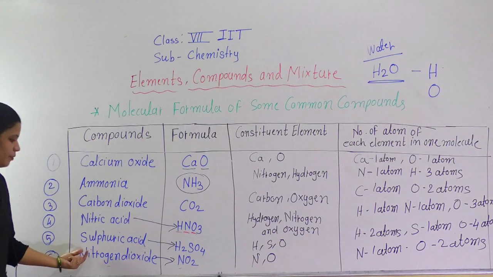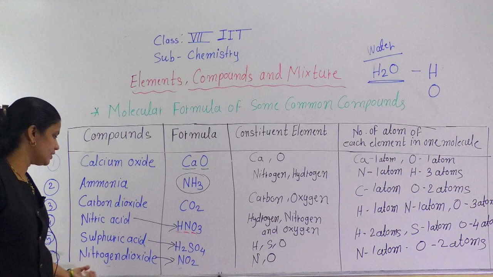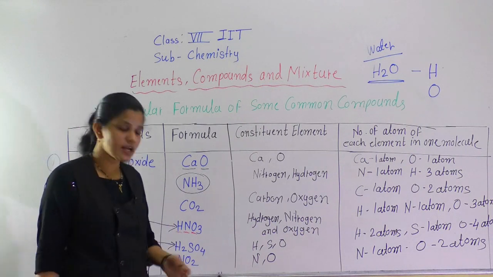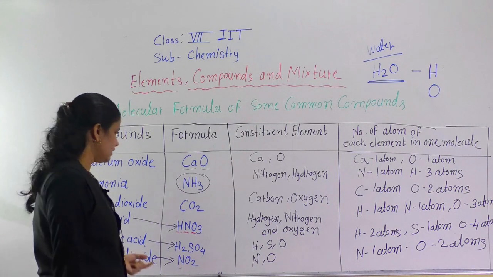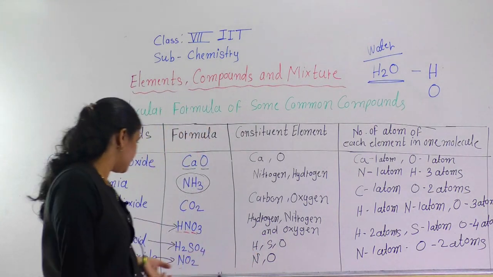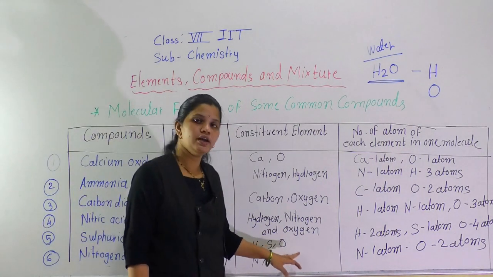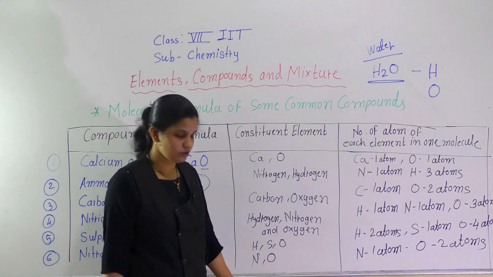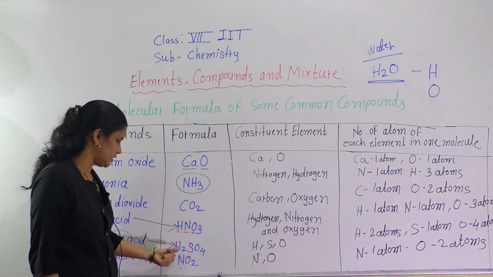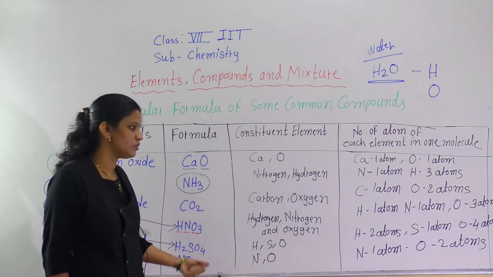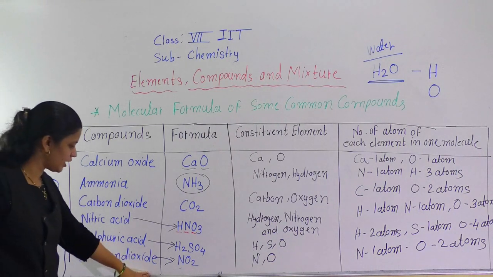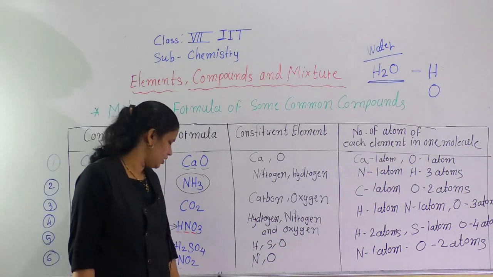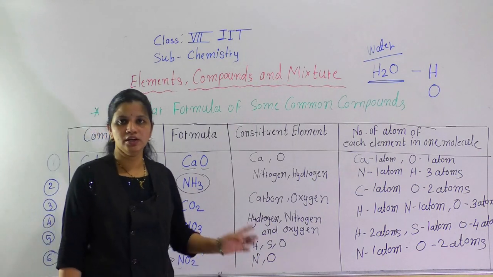Now the next compound is sulfuric acid. What is the formula of sulfuric acid? H2SO4. In this, three elements are present: hydrogen, sulfur and oxygen. I have written only symbols here, but you have to write the names. Hydrogen two atoms, sulfur one atom and oxygen four atoms. Now next, nitrogen dioxide, NO2. Two elements are present, nitrogen and oxygen: nitrogen one atom and oxygen two atoms.